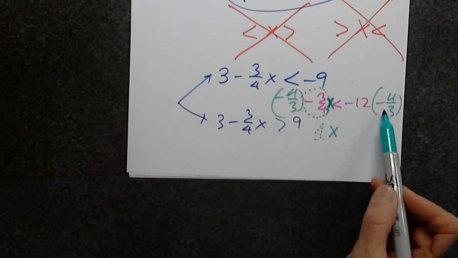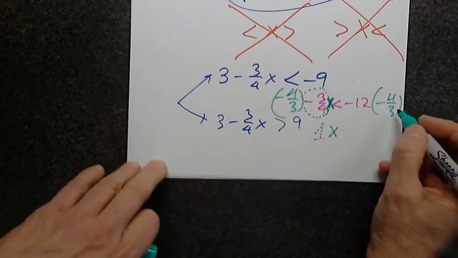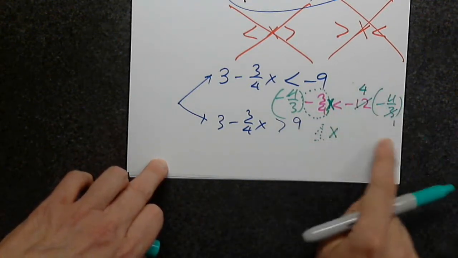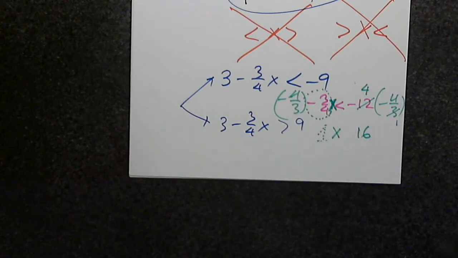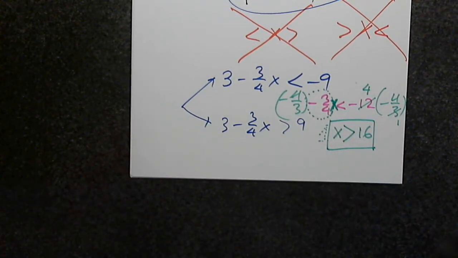But then what do I get here? When I multiply two negative numbers, what do I get? Good. So let's simplify then. 3 by 3 and 12 by 3. What do I get here? Positive 16. Very good. But now I have to think. When I multiply both sides of an inequality by a negative number, what do I need to do? Awesome. So from less than to greater than. And this is the first inequality.